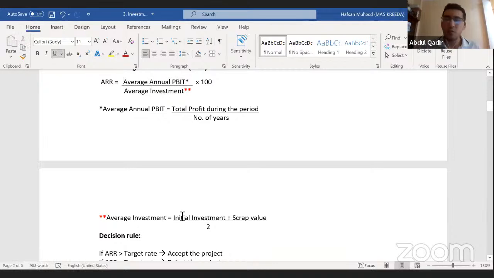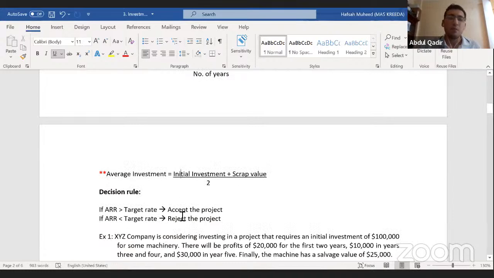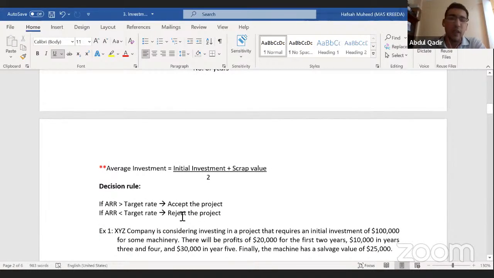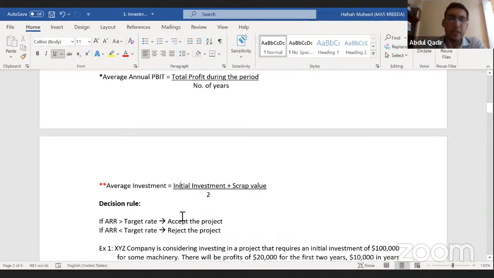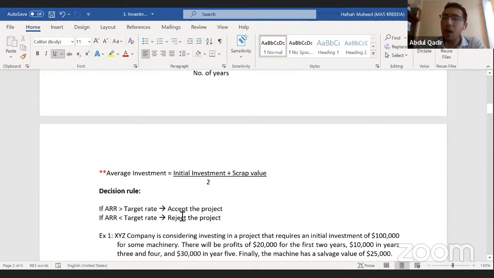So there are some questions from the past papers. We'll do it as we go along, right? So once you calculate this answer, let's say your ARR is 20%. Companies generally set a target rate in their company, right? Any project above 15%, we will go ahead. So how do you make this decision?